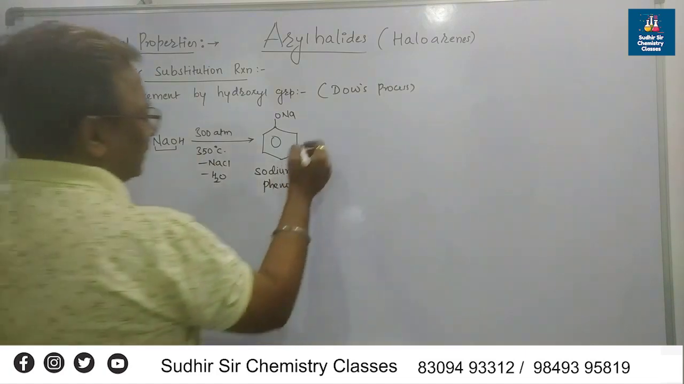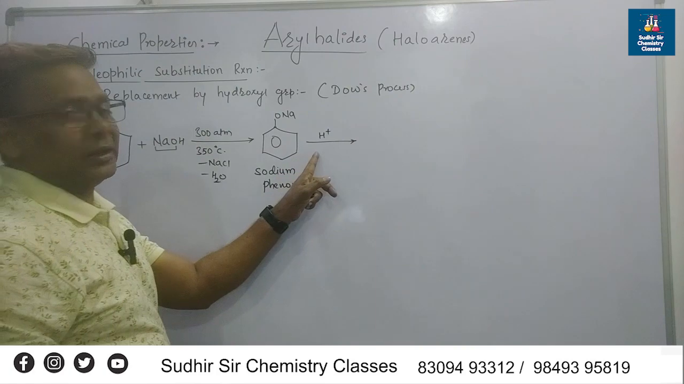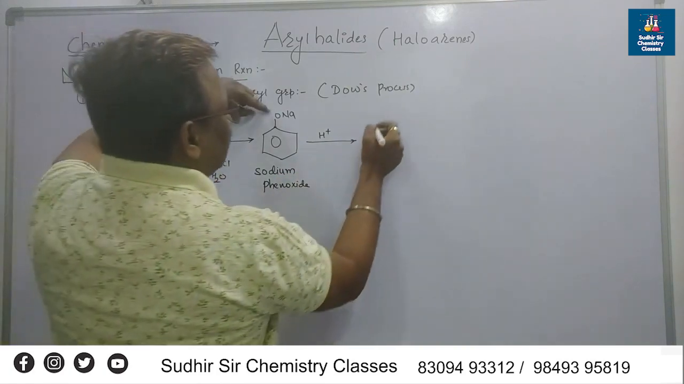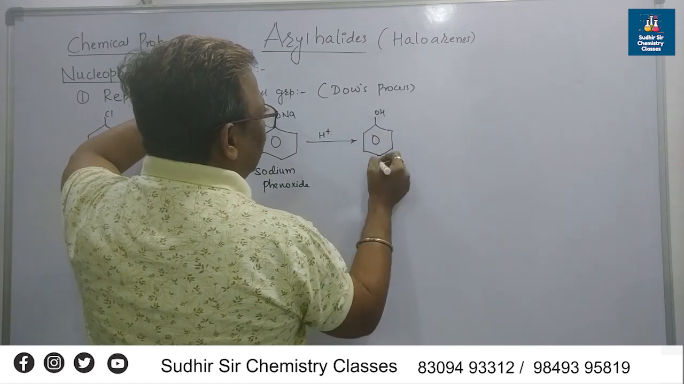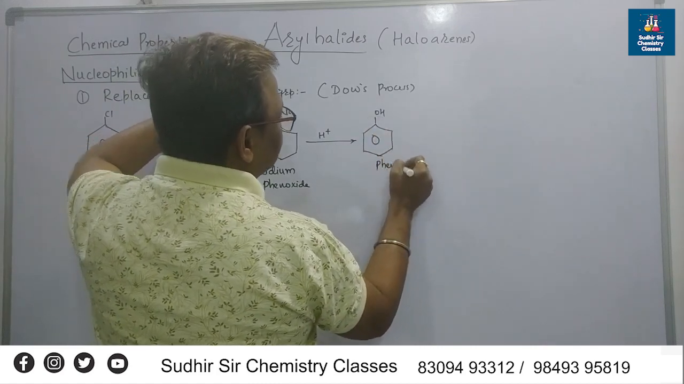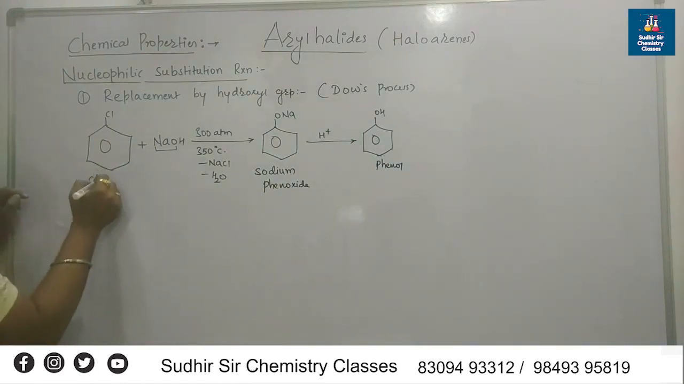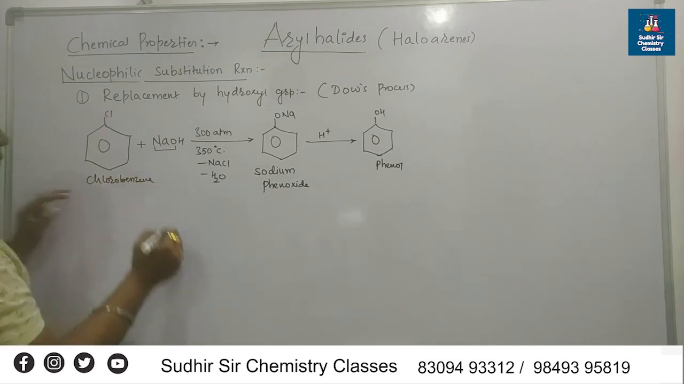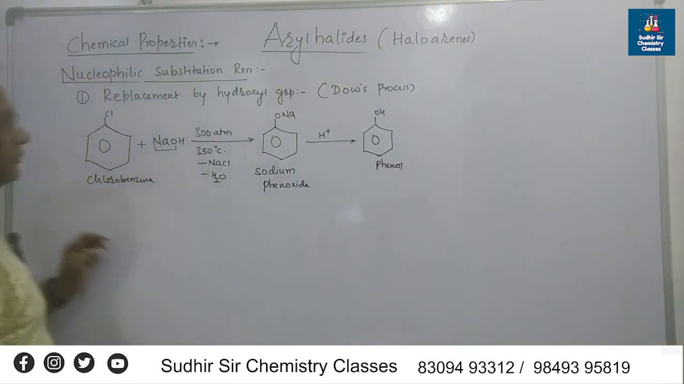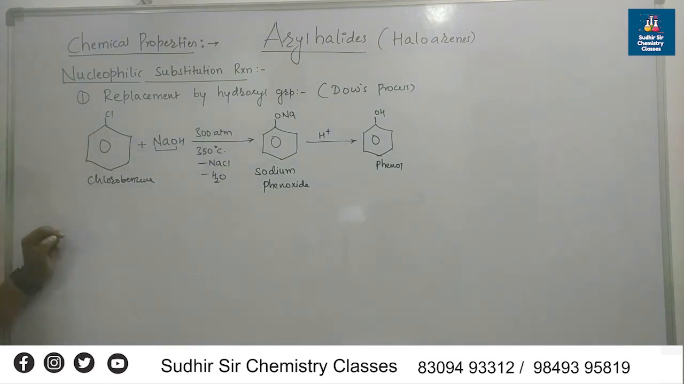Now on acidification, that means addition of water in presence of acid, it will convert ONa into, beta, a benzene ring bearing an OH group, and this will be called phenol. So what is the Dow process, beta? The process where we are able to convert chlorobenzene into phenol. For that it requires very high temperature, 350, and also high pressure, that is 300 atmospheric pressure.